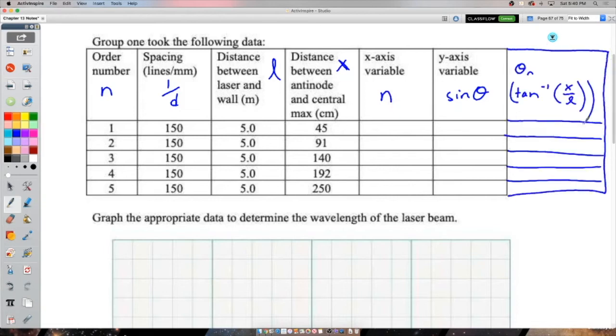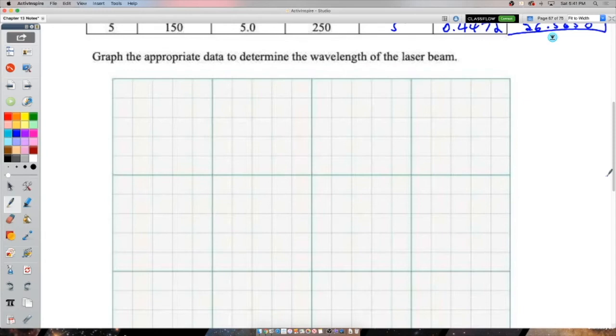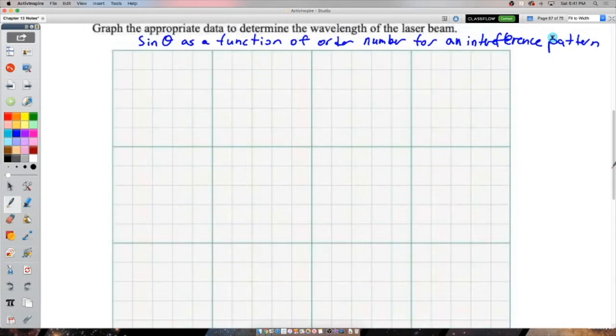I'll calculate it for every x and L that they've given us. Be careful, one's in centimeters, one's in meters. Got all my thetas. Let's get the sine of all those thetas. And of course they already gave me the n's. Give an appropriate title and label each axis. So sine theta has no units, right?